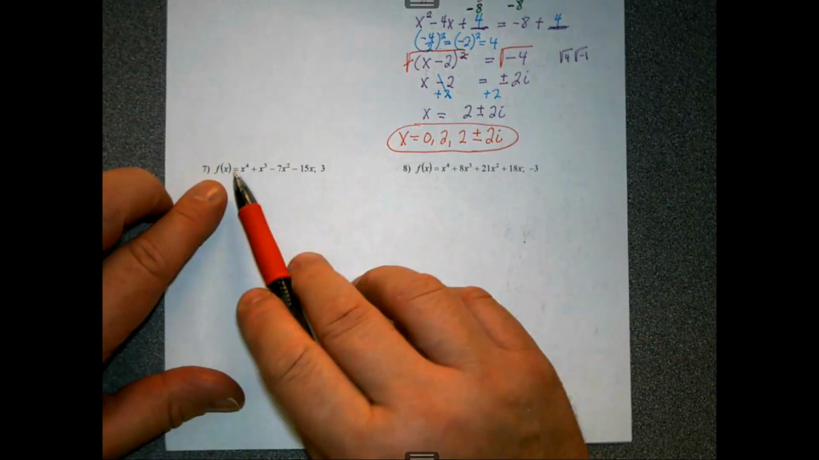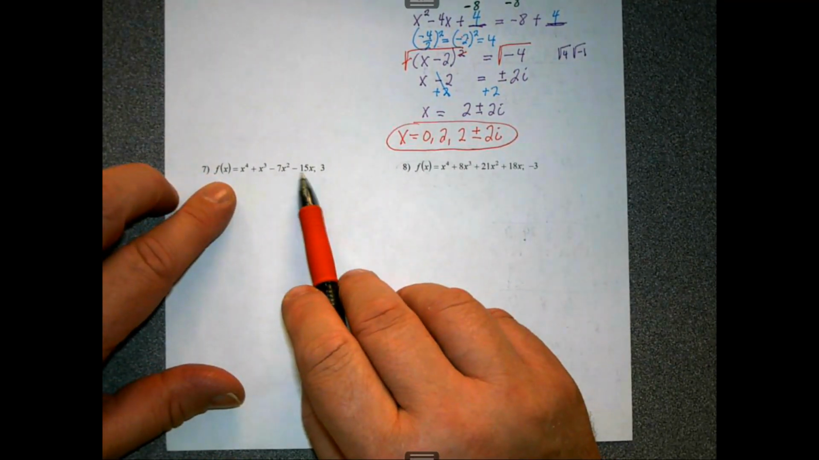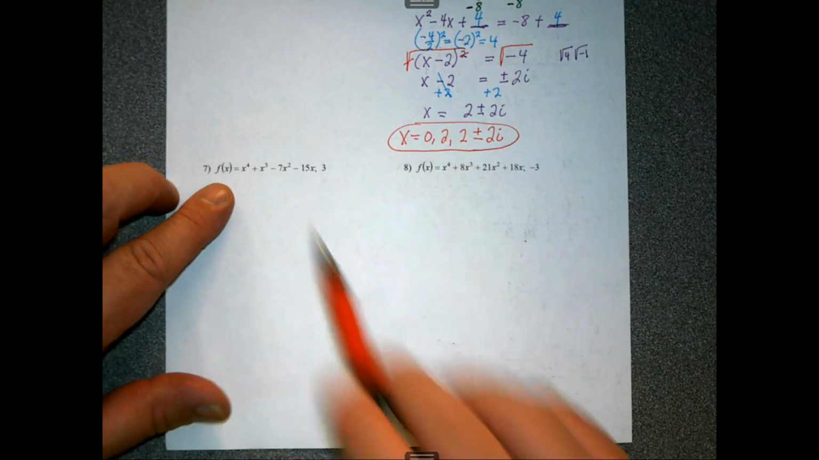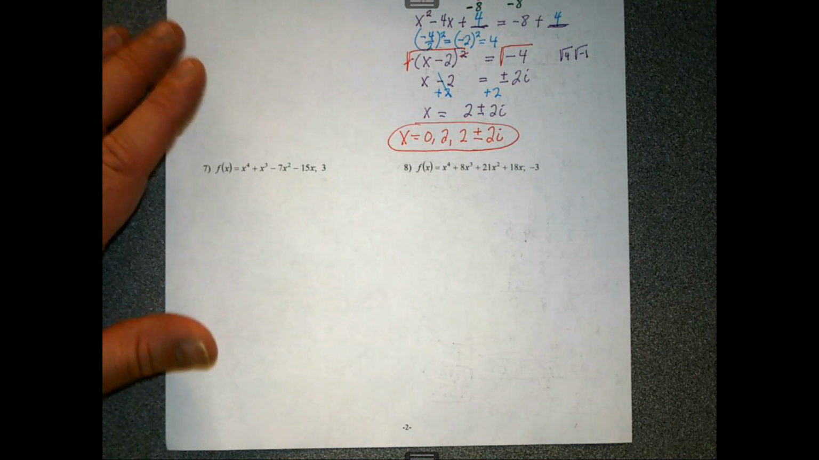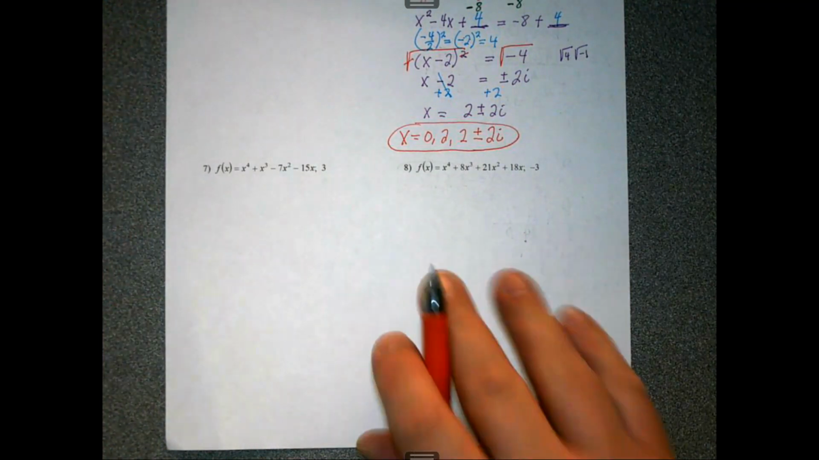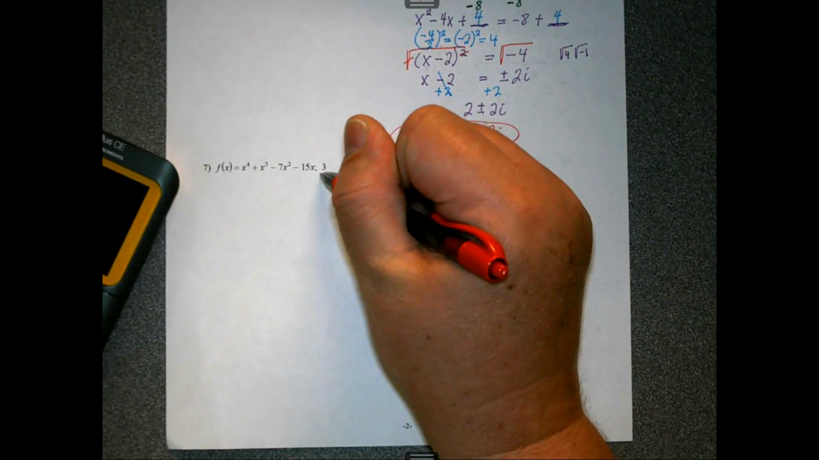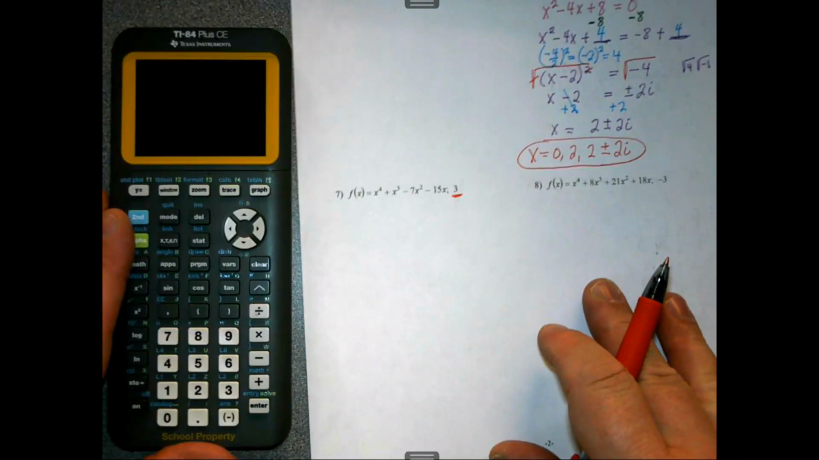Let's see. I have an x in every term. Should we use a shortcut or should we synthetically divide twice? The long way. Okay. So I only have the 1 zero, so I need another zero.